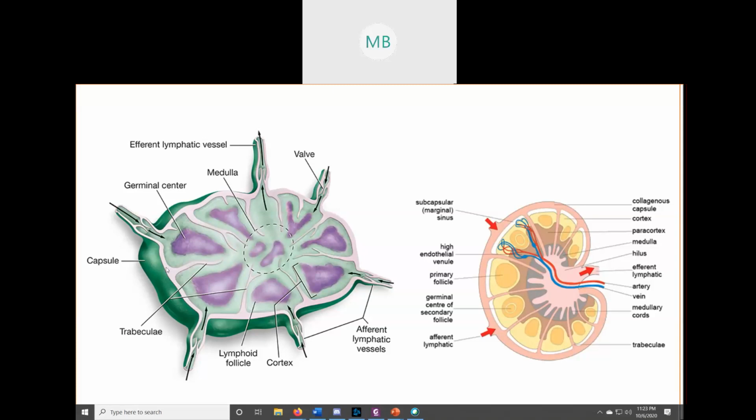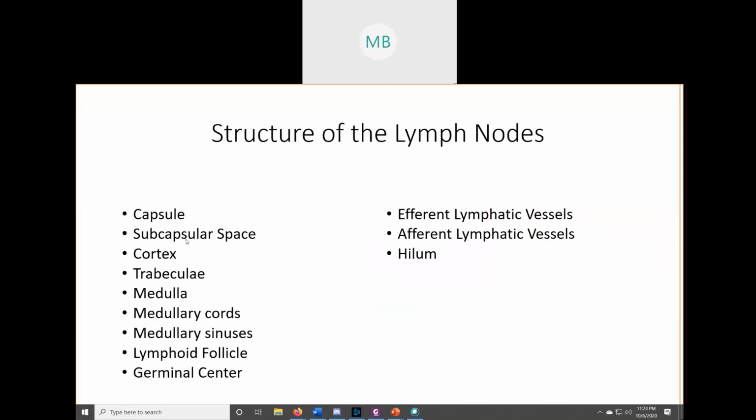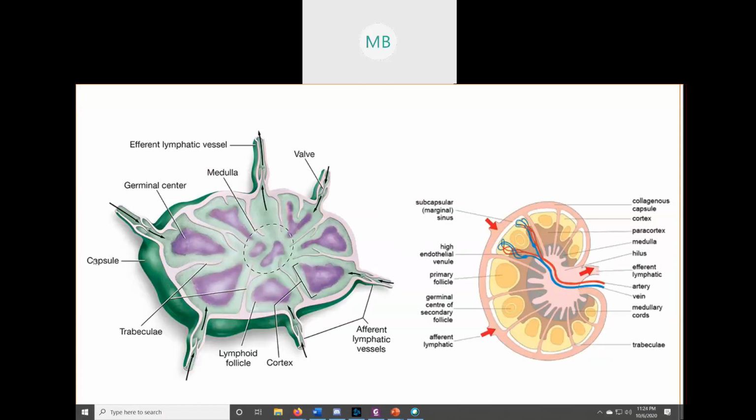There is a little bit of space, though, between the protective capsule and where the cortex starts, right? So you have a little bit of space there that is protective. That space that is between the capsule and the cortex is under the capsule, so it is subcapsule, right? Which is your subcapsular space. So the subcapsular space is the space between the capsule and your cortex here, right?